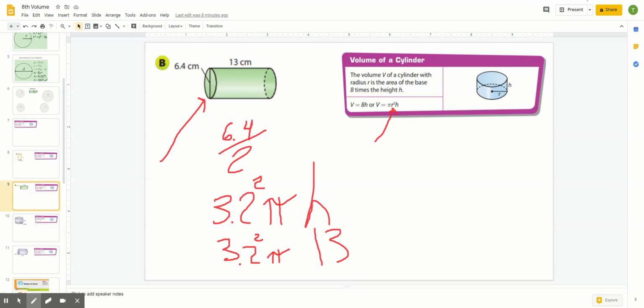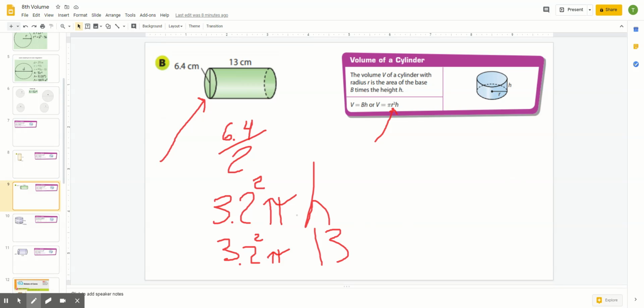Very, very helpful. It lets you have that square button right here. So let's type that in: 3.2 squared is 10.24, times my height, which is 13. So I would have 133.12 pi, and I can multiply out pi if I would like. The pi button is there, so I could do that, and it gives me my answer.